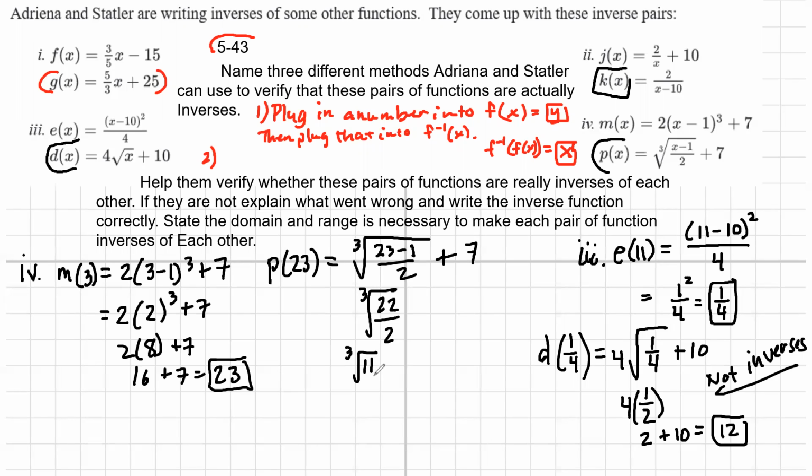That is going to be an ugly decimal, plus 7, because 11 is not a perfect cube. So we get some decimal. The cube root of 8 is 2, so it's 9 point something, question mark, question mark. You get some ugly decimal. We did not get 3. So something is wrong with these.